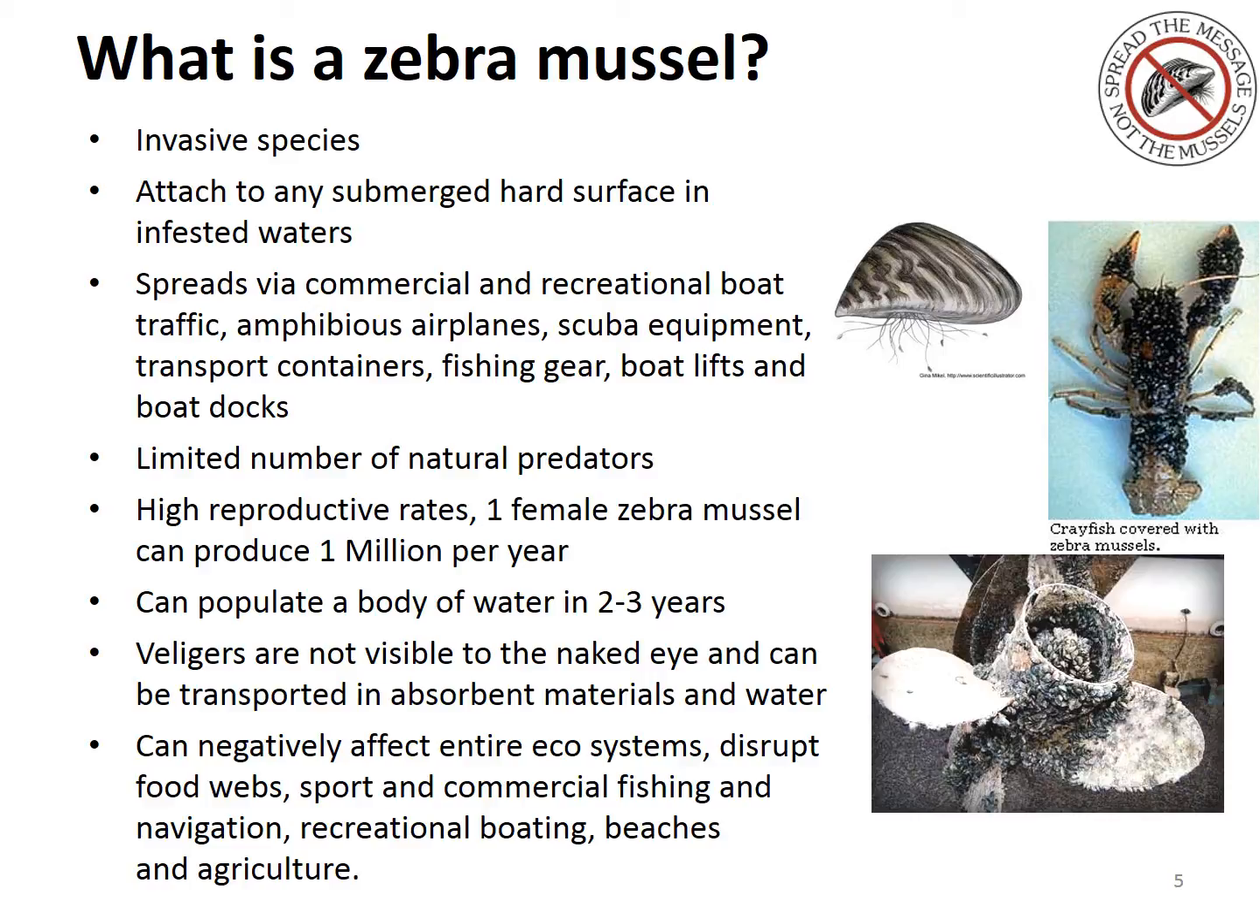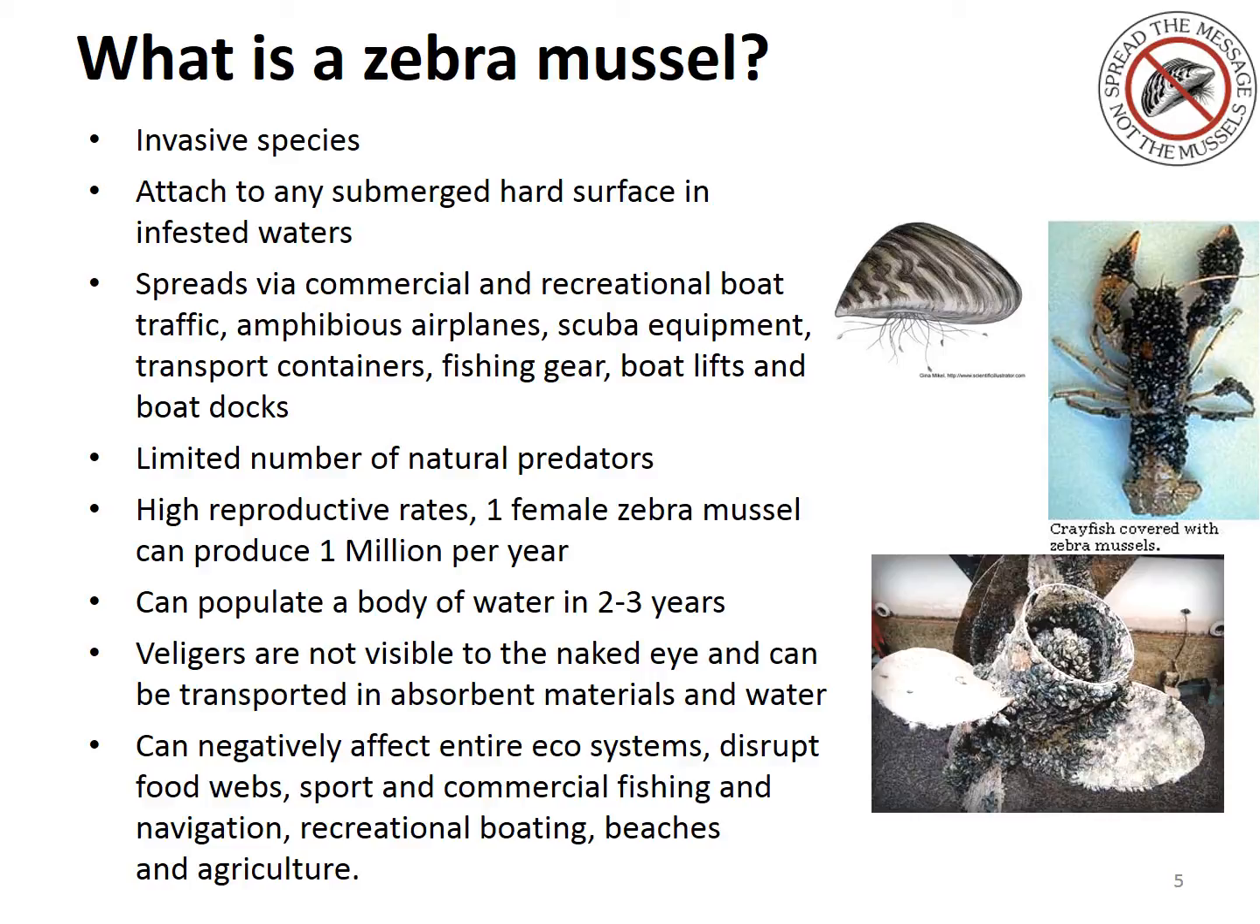Because they have a very limited number of natural predators and high reproductive rates, they can populate and take over a body of water in 2 to 3 years. In the first 5 weeks of their life cycle, they're called veligers, and at that time they are not visible to the naked eye. That's when they can easily be transported in any absorbent materials that retain water.